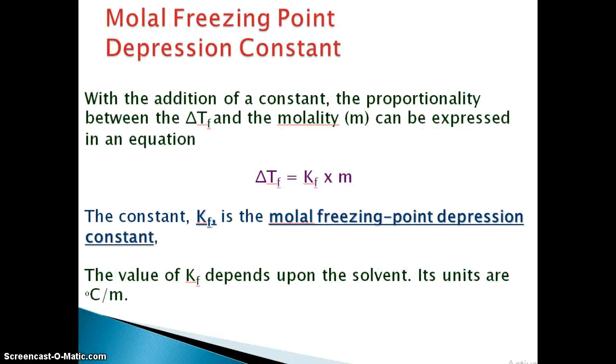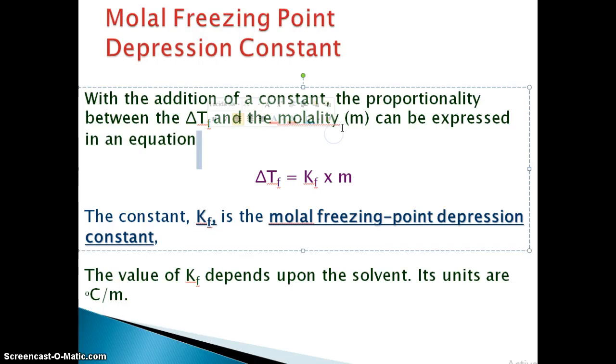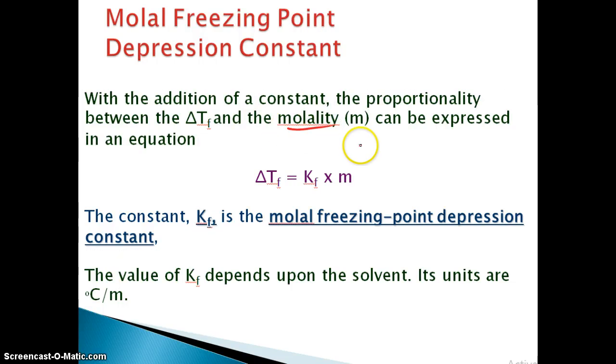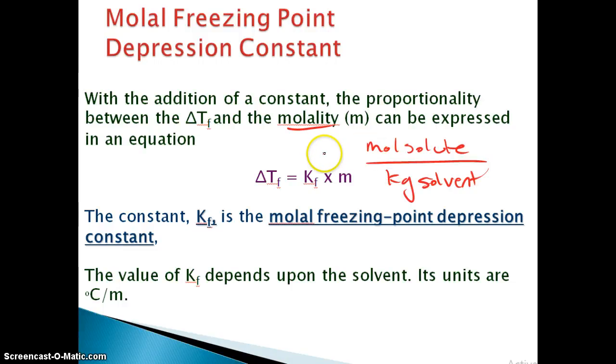So basically, there's a constant that relates to the molality. Remember, molality is the moles of solute over kilograms of solvent. It's one of our measurements of concentration. And it is proportionate to the change in freezing point of the solution. So how much the freezing point temperature changes is proportionate to the molality, and you multiply that by some constant.